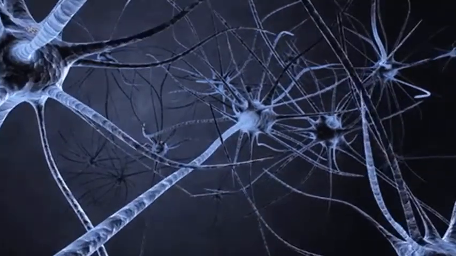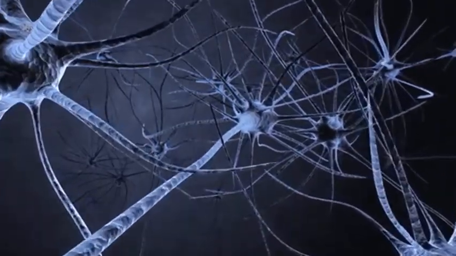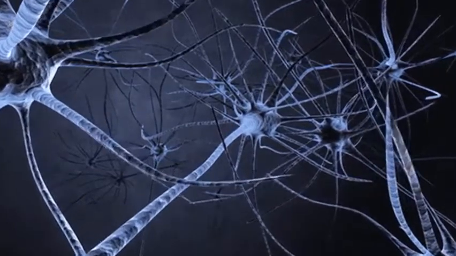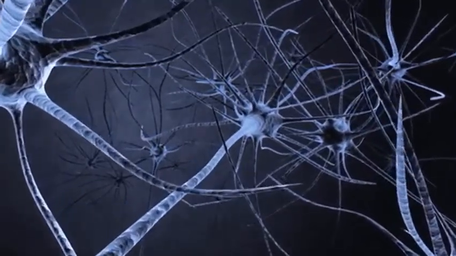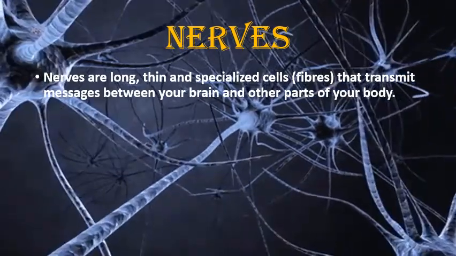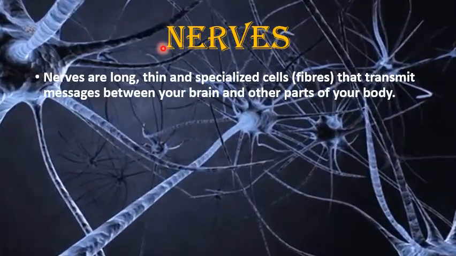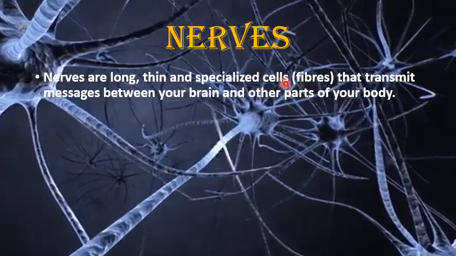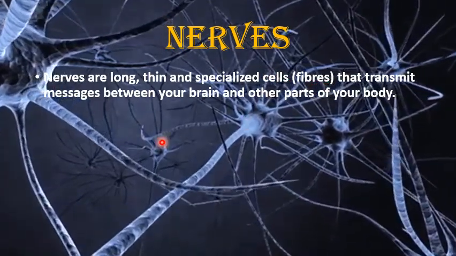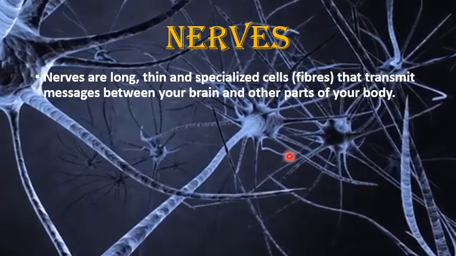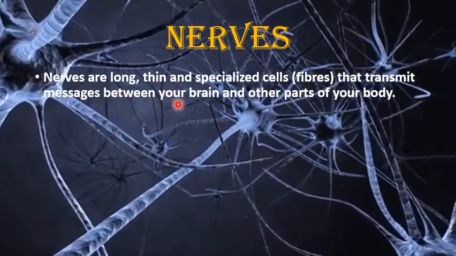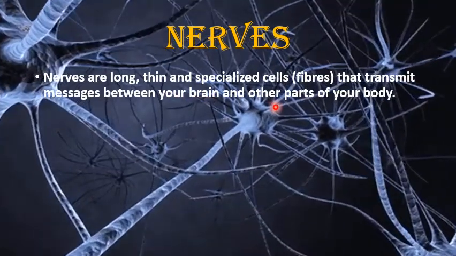Dear students, as I told you many times, there are three main components of our nervous system: brain, spinal cord and nerves, from which we have learnt about spinal cord and brain. Now this is the time to learn about nerves. So what are the nerves? Nerves are long, thin and specialized cells. Here I have written in the bracket, fibers. It means nerves are the cells that look like fibers, as you can observe in the background how they are spread throughout your body. So nerves are long, thin and specialized cells that transmit messages between your brain and other parts of your body.